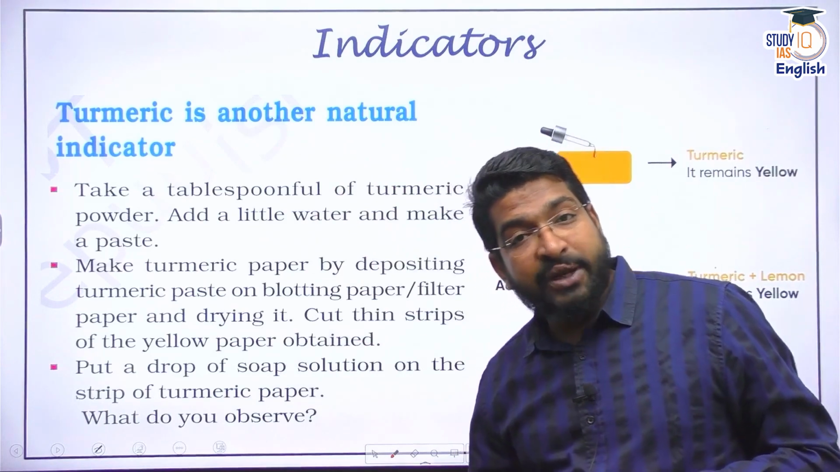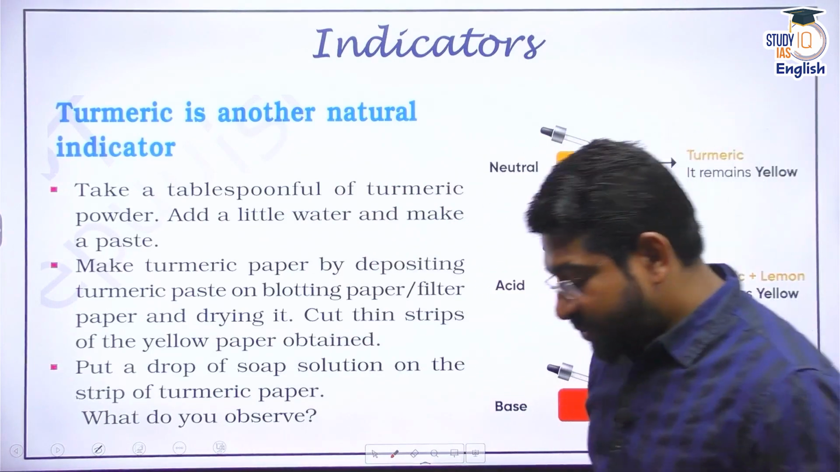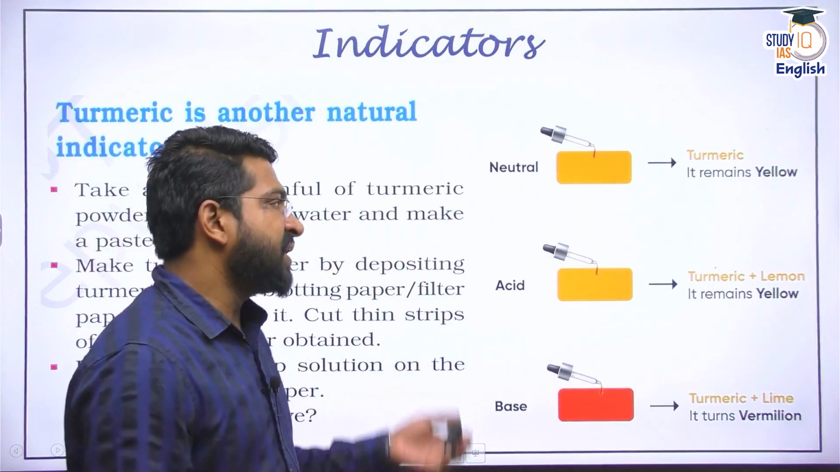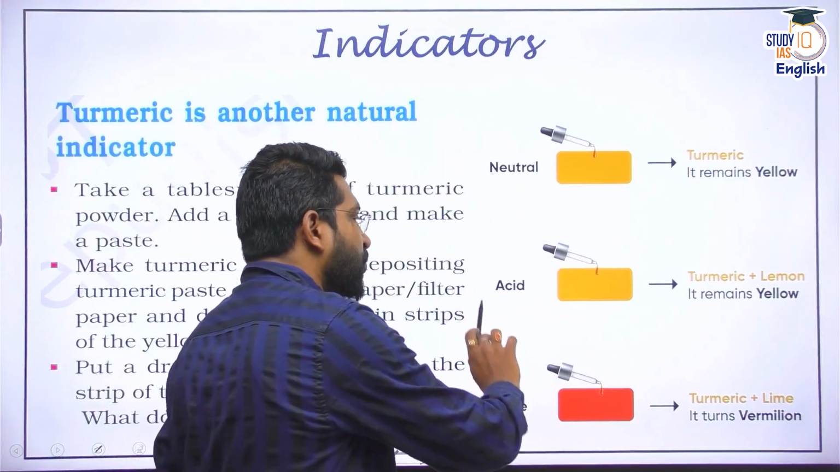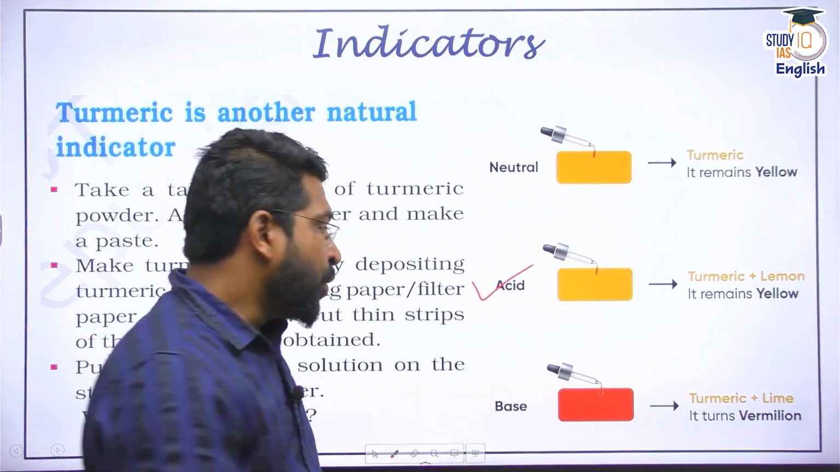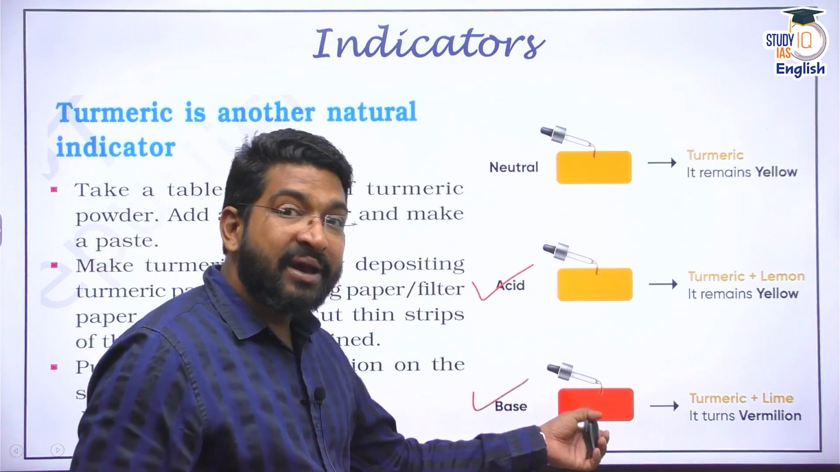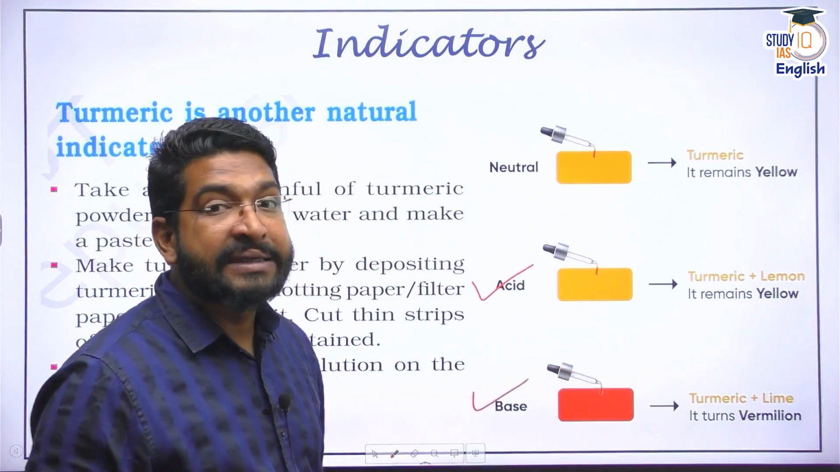Turmeric is also a very good indicator of especially basicity. Turmeric itself is acidic in nature, so if we add acid to it, it remains yellow. But it is a very good indicator of bases. When a base is added to turmeric, it becomes red, it becomes vermilion color.